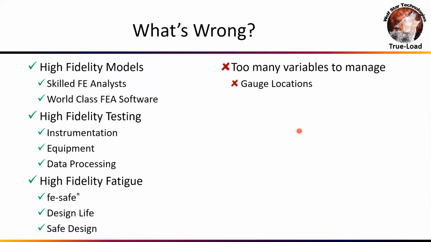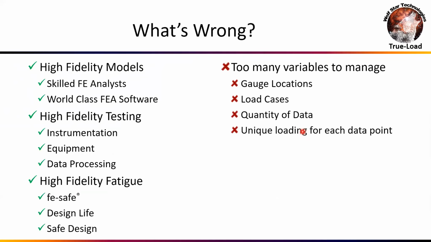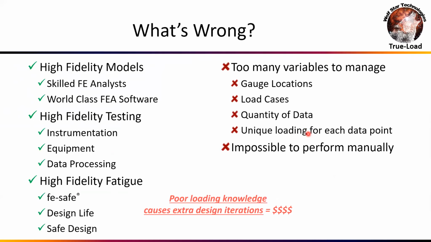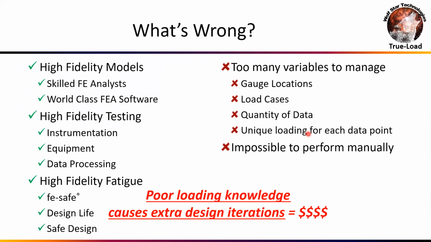You've got the gauge locations, you've got the load cases, and you've got the quantity of data. So if you had 30 strain gauges laid on a part, you go to the proving ground, you come back, now you've got a time history of 500,000 data points. Each point in time is going to have a unique loading recipe to create the strain at that point in time. So now you've got 500,000 loading recipes to do. That's just something that you can't do manually. So you're left with this no-win position, and you're just spinning your wheels. This is the problem.